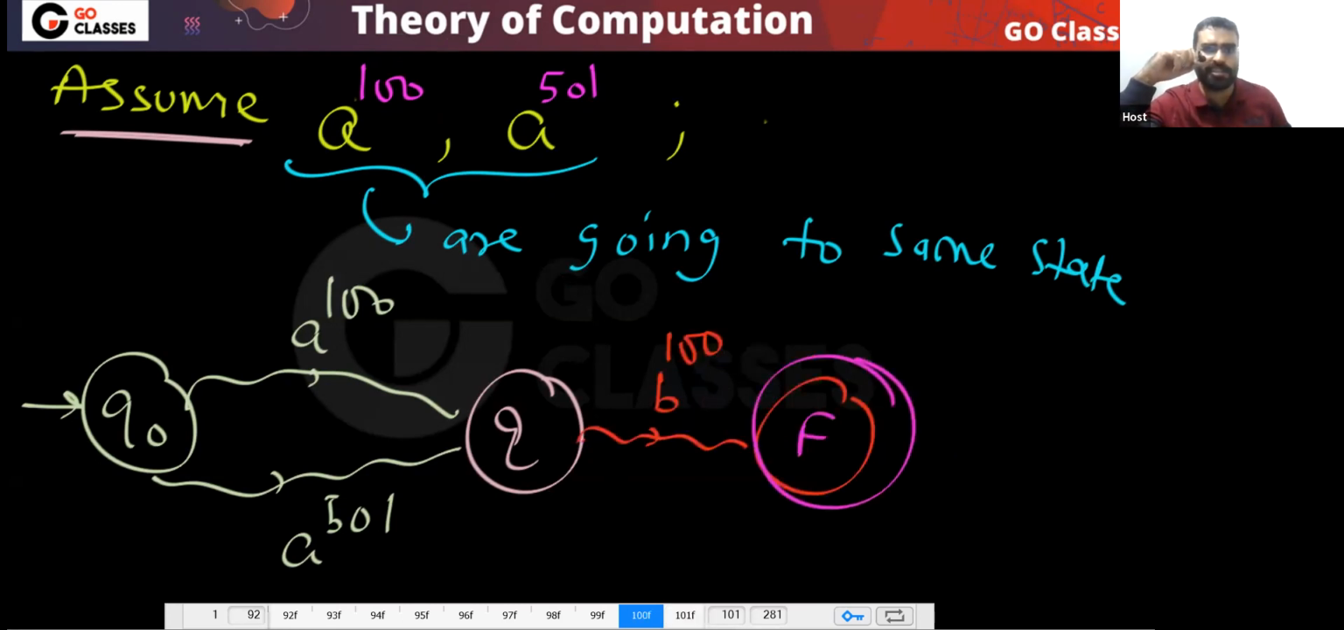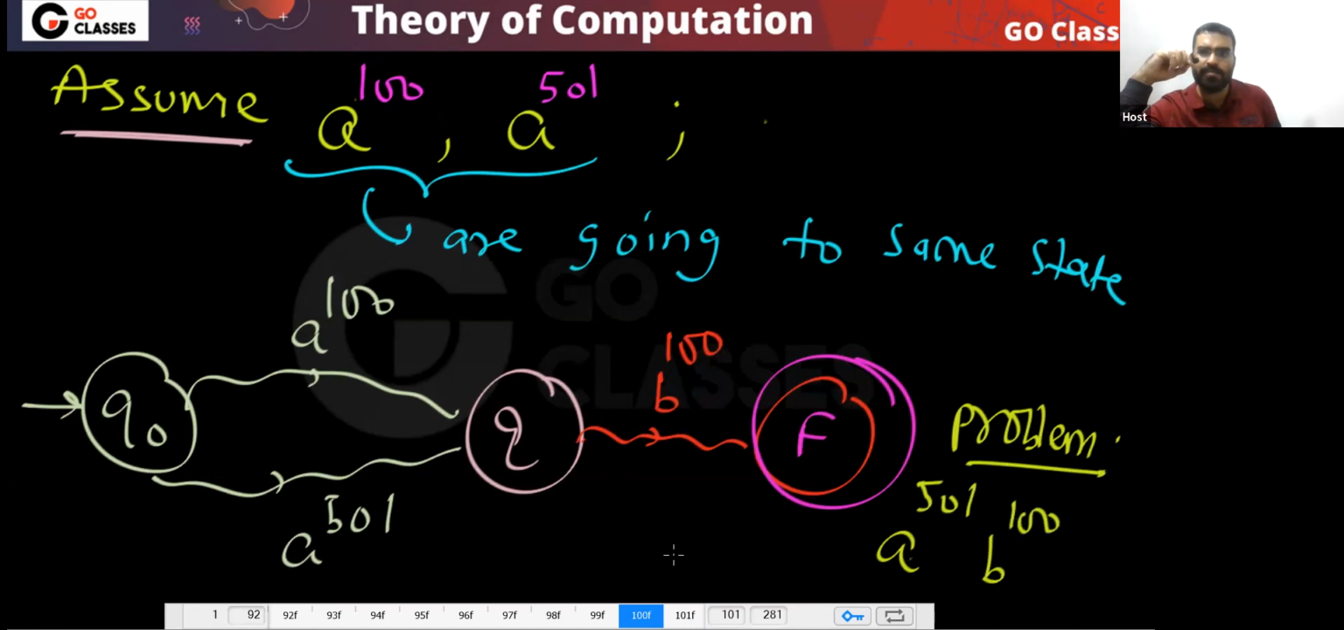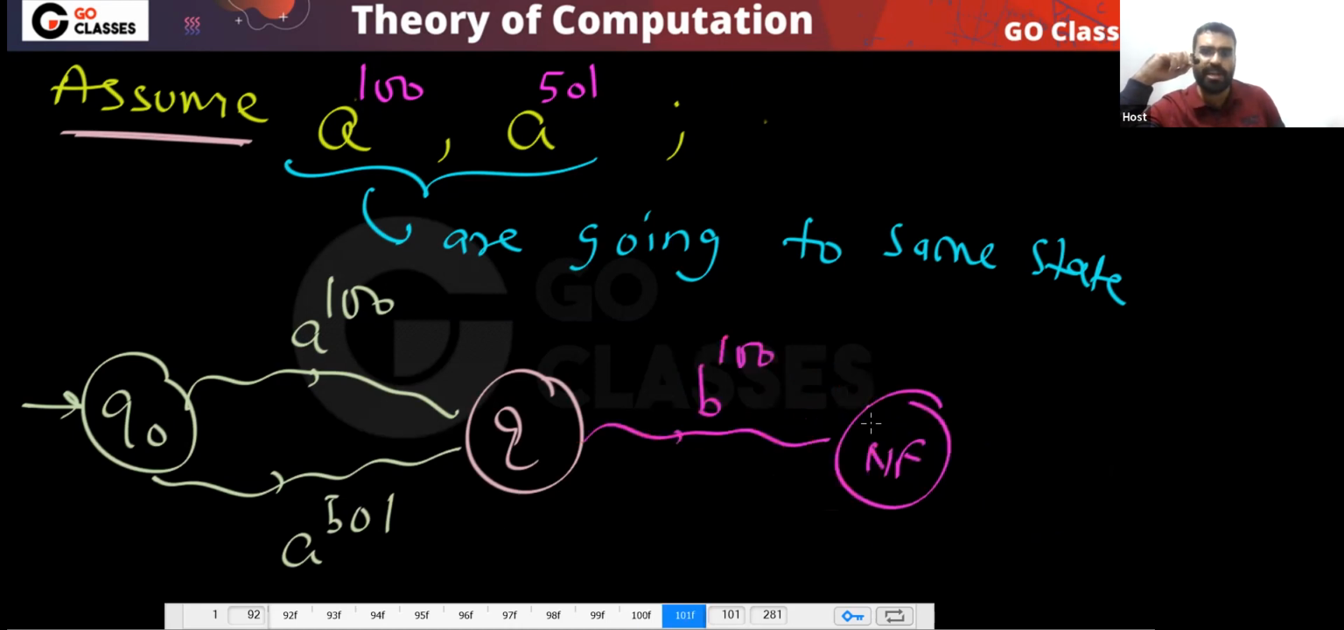If you say final state, what is the problem? Just tell me the problem. The problem is a power 501, b power 100 accepted. Yes or no? Accepted. Correct?